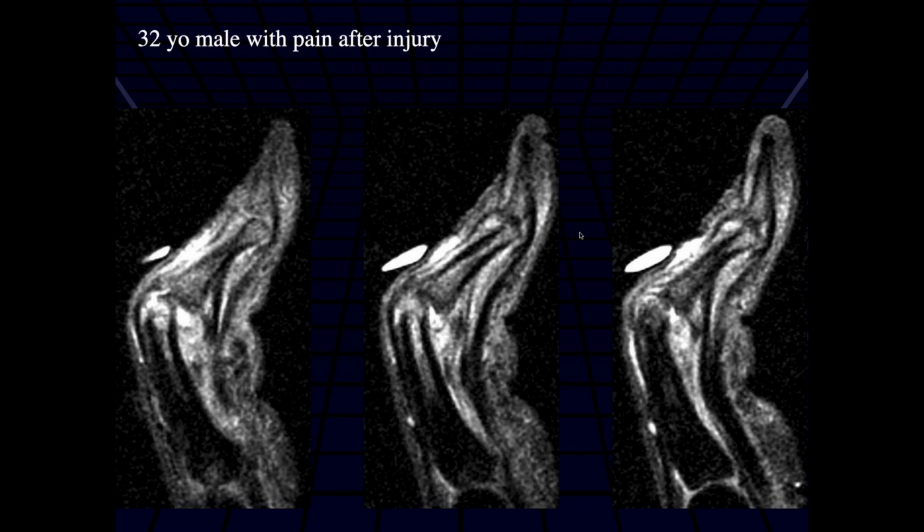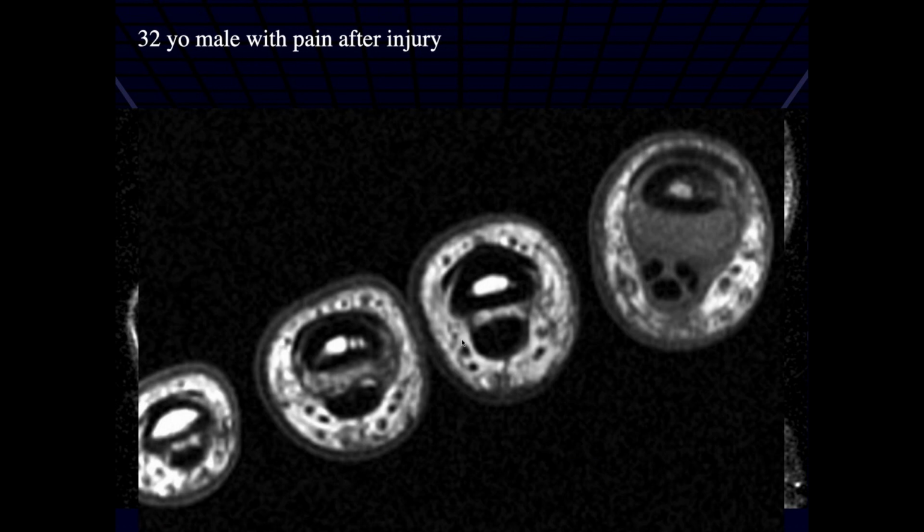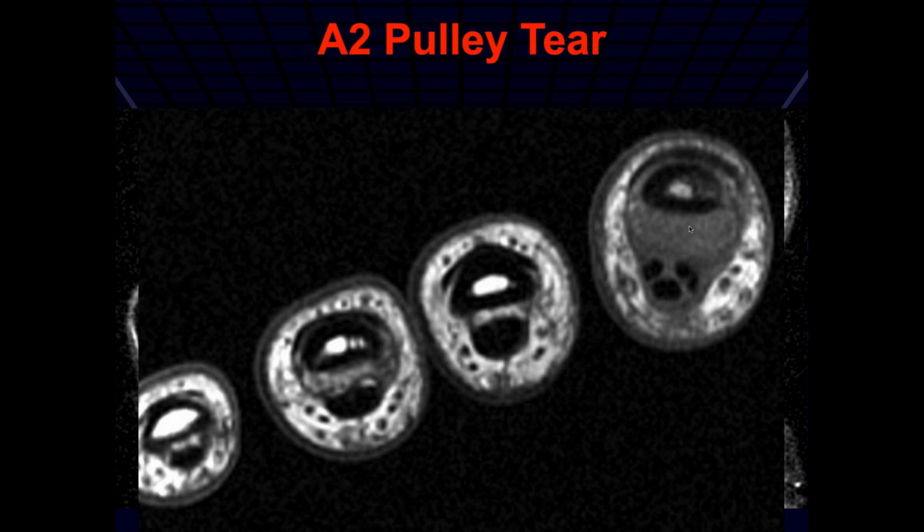Okay. Let's see. 32-year-old male with pain after injury. We're seeing edema around the PIP joint there. There's some distance between the flexor tendon and the phalanx, and some bone marrow edema at the head of the proximal phalanx. Yeah, some swelling between the tendon and the phalanx there, concerning for a pulley injury. The tendons look intact.